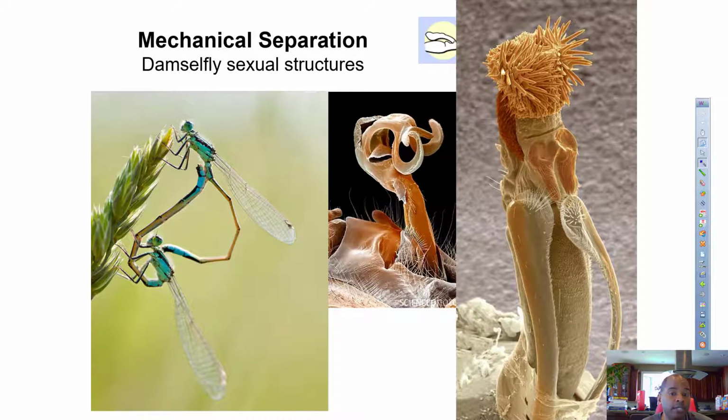Then there's mechanical separation. So here's a damselfly. The male damselfly and the female damselfly of certain species have very specific sexual structures. So here's the sexual structure of one type of species of damselfly. Here's the sexual structure of a different species of damselfly. They're very different. This is not going to fit the same place that this fits. These represent a mechanical separation. So you have to be able to fit in order to produce, or at least have the fertilization event, if it's internal especially. Okay.